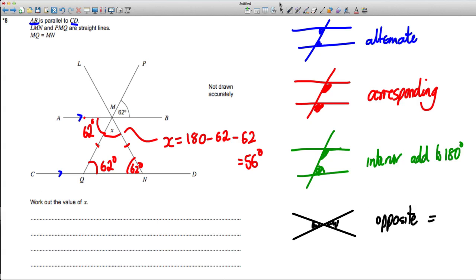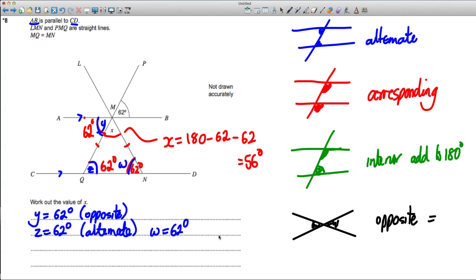Okay, so let's just state how we'd actually get the marks for that. I might in an exam call that y, and I would say that y is equal to 62 degrees, and I would say it's opposite. I might even call that z, and then I would say z is equal to 62 degrees as it's alternate. And then I might call that w, and I would say w is equal to 62 degrees, and I would say isosceles. And then I would say, therefore, x is 180, subtract 62, subtract 62, which is 56 degrees.